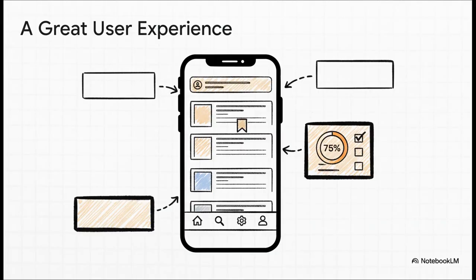The best experiences just feel intuitive. You don't have to think about them. So use a simple navigation bar at the bottom so people aren't getting lost. Give them a dashboard to track their progress. That gives them a great sense of accomplishment. Letting them search and bookmark questions is super useful. And hey, a few gentle push notifications can be just the helpful nudge they need to stay on track.